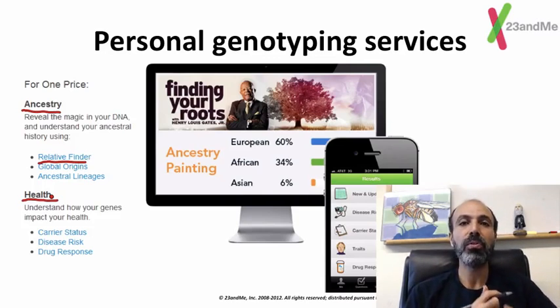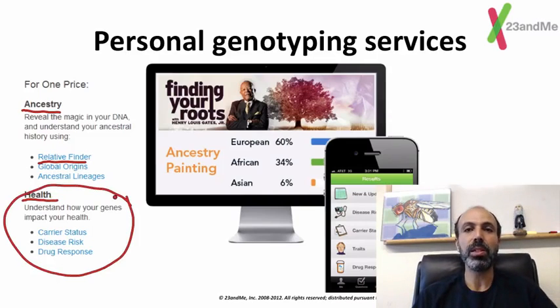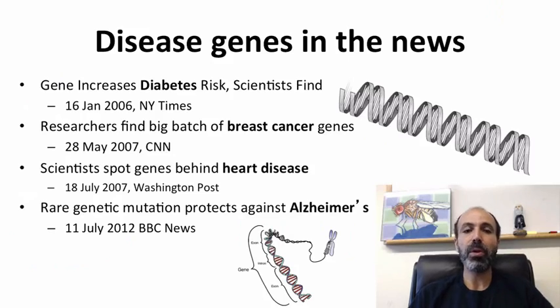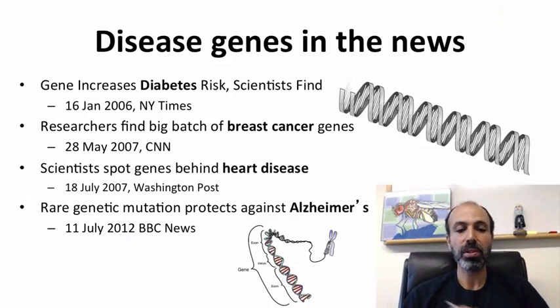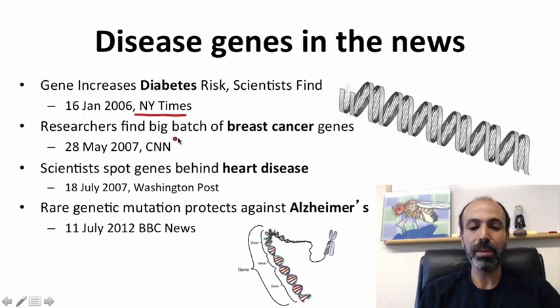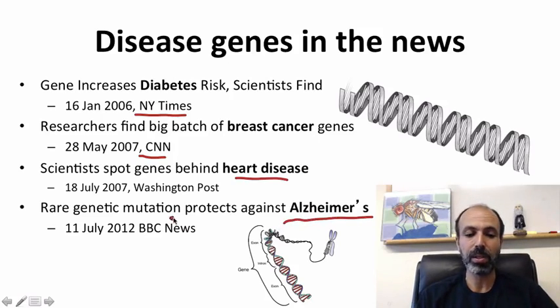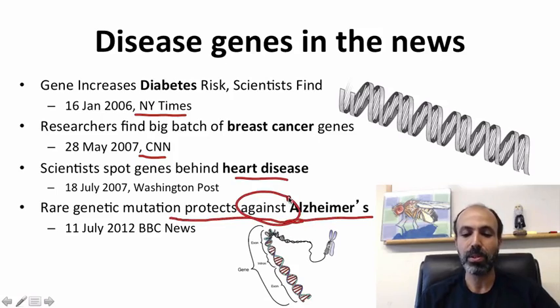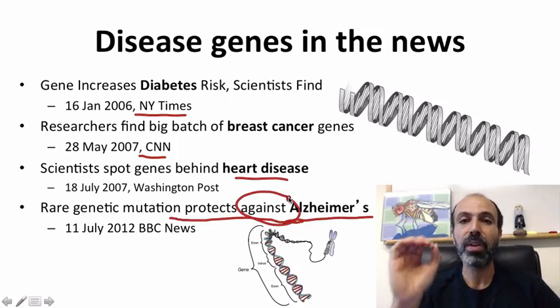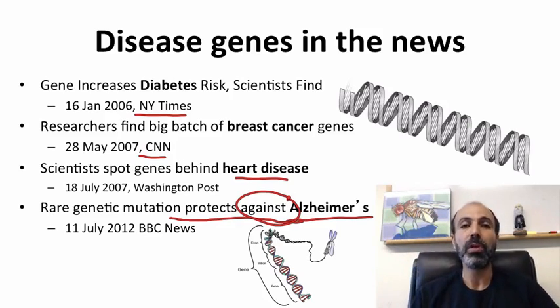First, let's address the question of where they get this information. How do they identify health risks associated with genes? Well, many of you see references to disease genes in the news. Here are a few headlines. Gene increases diabetes risk, scientists find. This is from 2006 in the New York Times. Researchers find big batch of breast cancer genes, on the cable news network. Scientists spot genes behind heart disease, protecting it. This is a good one right here. This is a mutation protecting against Alzheimer's. So this is a particular gene variant that if you happen to have it, you're actually less likely to get Alzheimer's disease than if you don't have it.